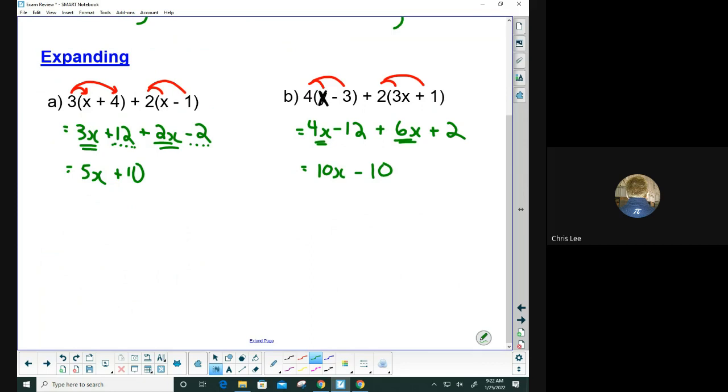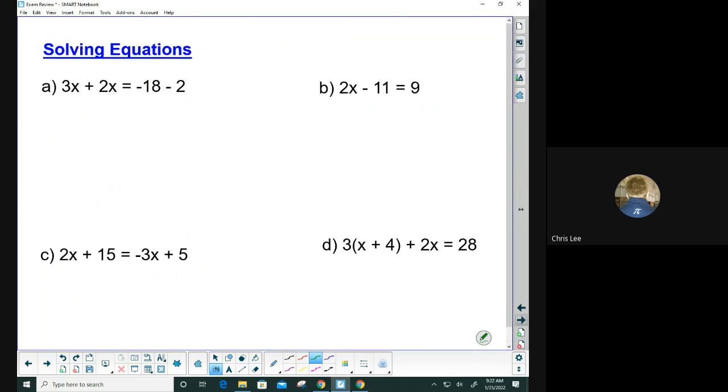Sorry about that mistake. It looks like we recovered okay. Questions there? Again, have this handy when it comes to doing your algebra section of the activity. Okay, last part here, solving equations.